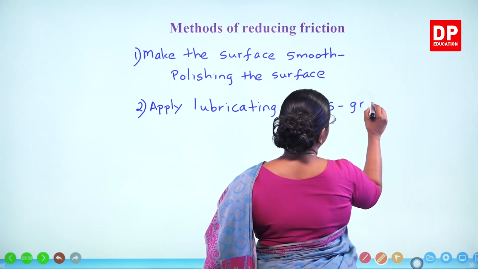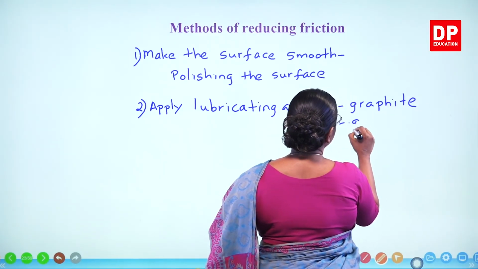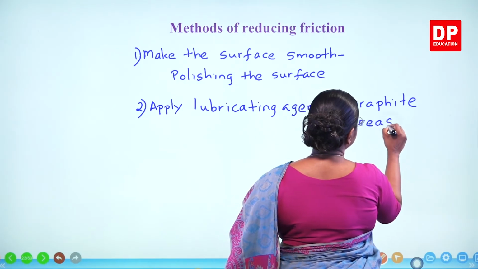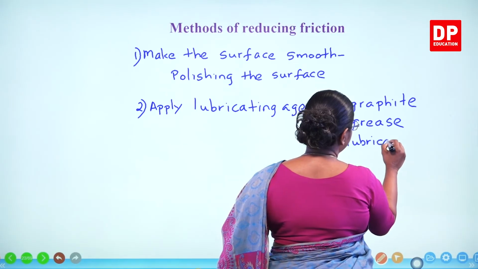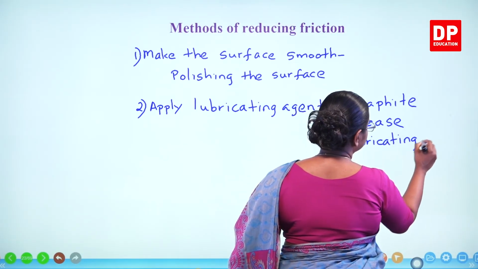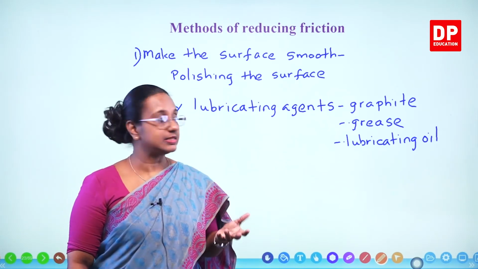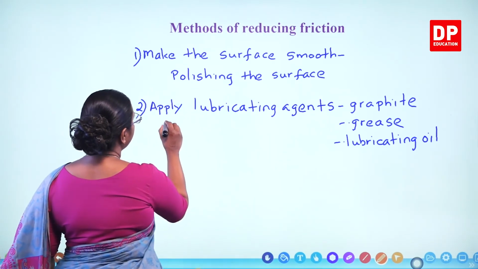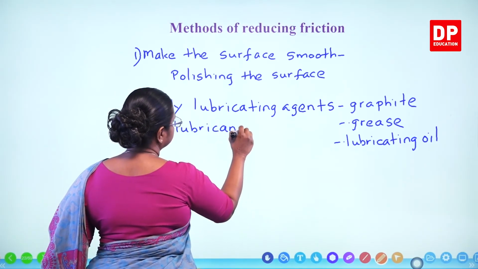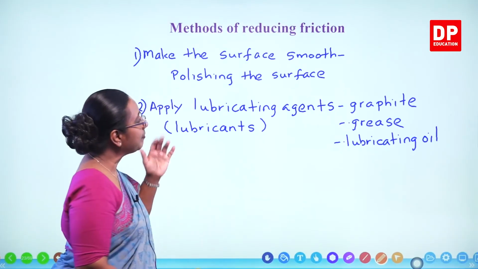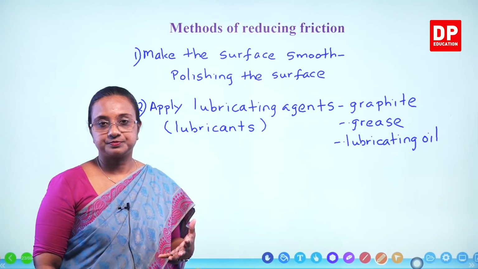Examples are graphite, grease, and lubricating oils, or what we call as lubricants. Lubricating agents are also known as lubricants. So by applying lubricating agents, we can reduce friction.